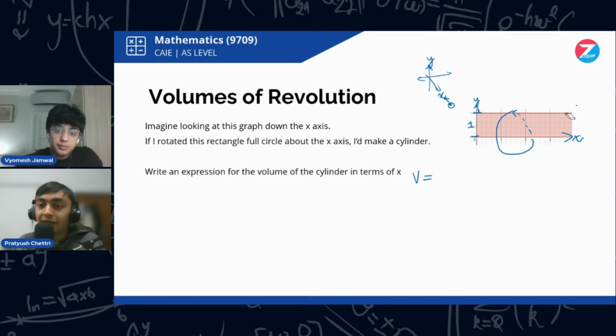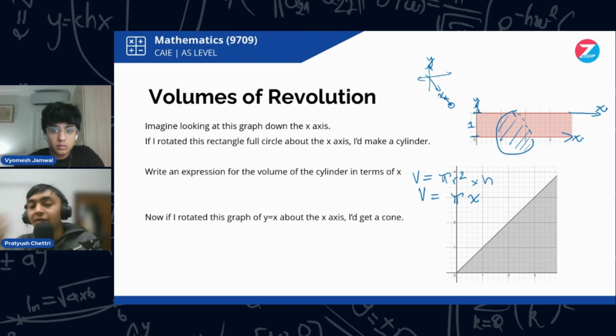Actually, it doesn't have length 4. Length can be whatever you want. Length is x. So it's radius 1, length x. So our cylinder volume is pi r squared times h, because we've rotated this to make a cylinder. The height h would just be x in this case. So our volume is pi, radius is 1, so just 1 squared, just 1, pi x.